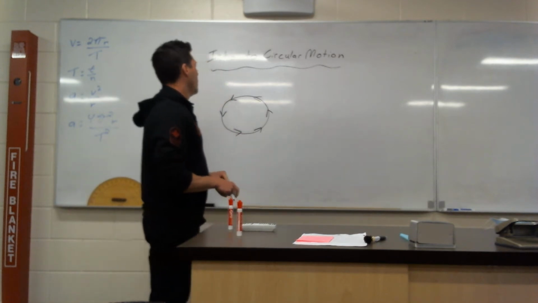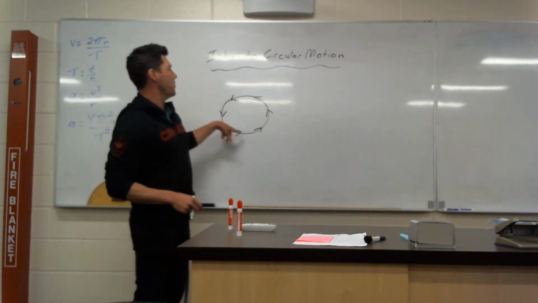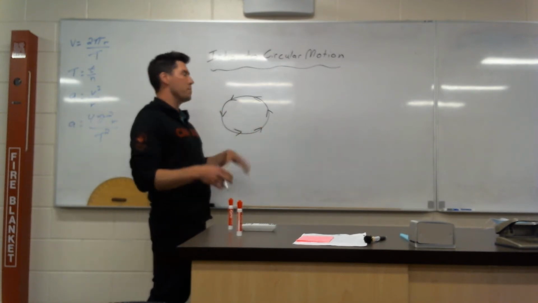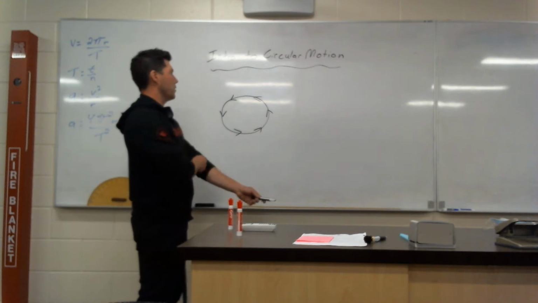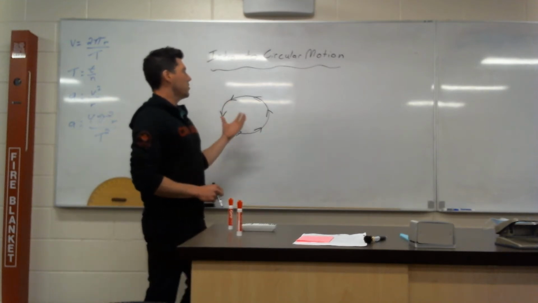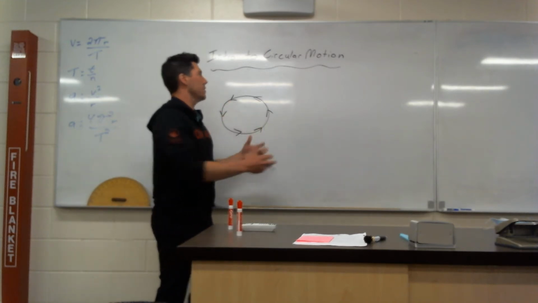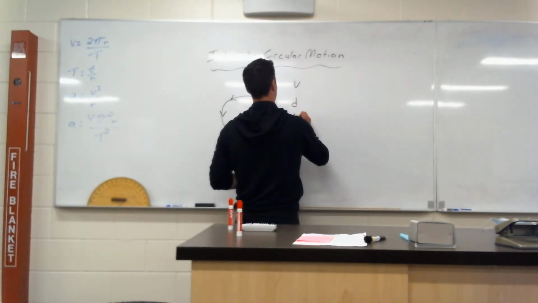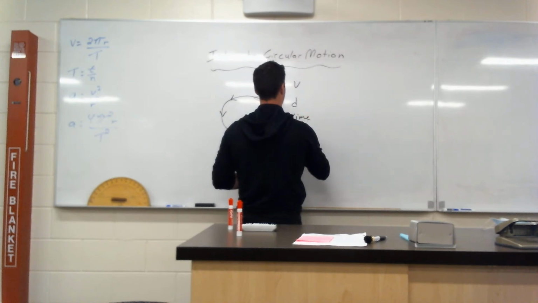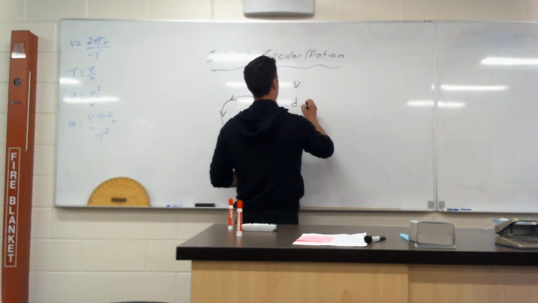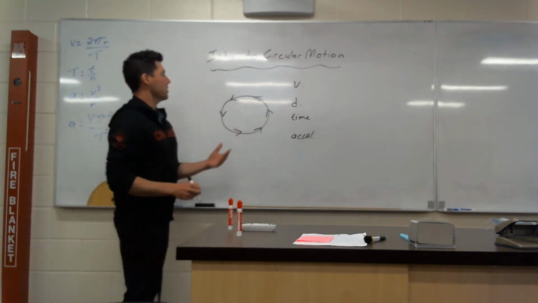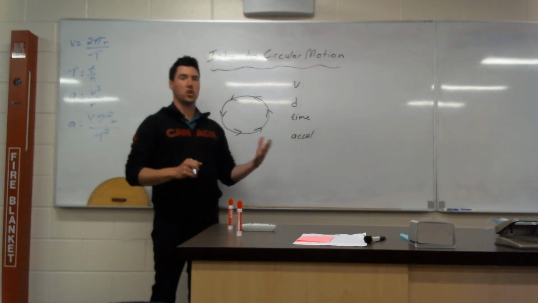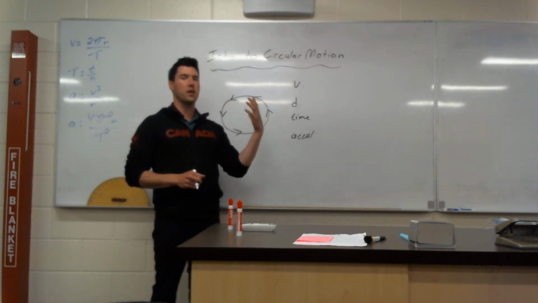So let's say you are running around a track, a perfectly circular track, not an oval one. Let's talk about velocity, distance, time, and then acceleration. All right, velocity. Velocity is, again, just a speed in a certain direction. That's the major thing, though, is a certain direction.